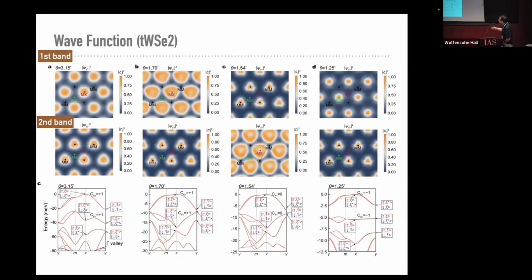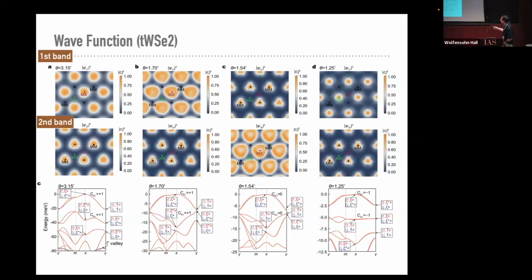So shown here are the wave functions at the gamma point of the first and the second moiré bands. You can see that the first band is located at the MX point, but the second band is already located at the MM point. And the Chern number is 1, 1.